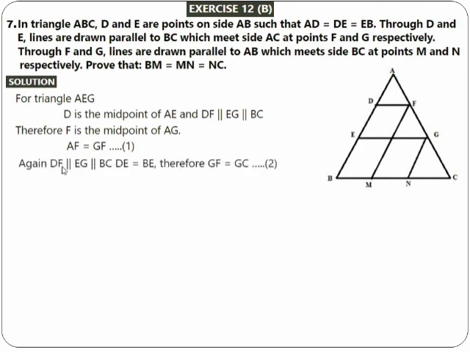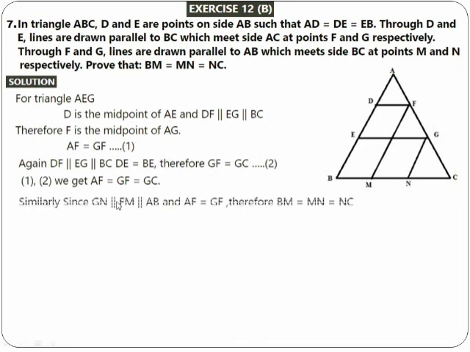Now again DF is parallel to EG, which is parallel to BC, right? Now DE is equal to BE, that is what is given, isn't it? DE is given to be equal to BE. So that is why GF must be equal to GC again. Let me call this equation number 2. So from 1 and 2, if I combine 1 and 2, can I say that AF is equal to GF and this GF is equal to GC? Yes. So that is what we get from equations 1 and 2.